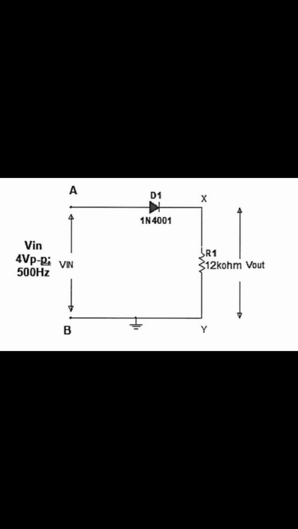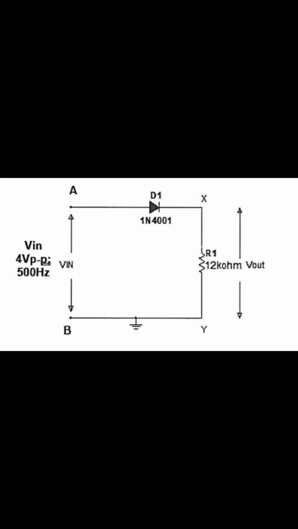Positive half cycle. The anode of D1 is positive relative to the cathode. The diode becomes forward biased and conducts. Current flows A to D1 to X to R1 to Y to B. Output voltage Vout follows the positive half of the input sine wave.